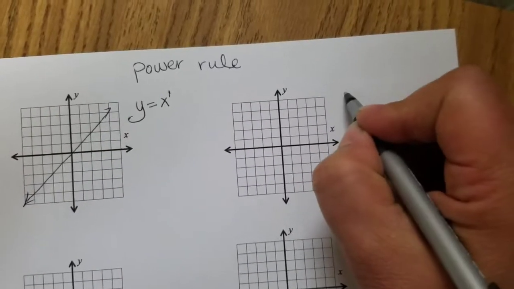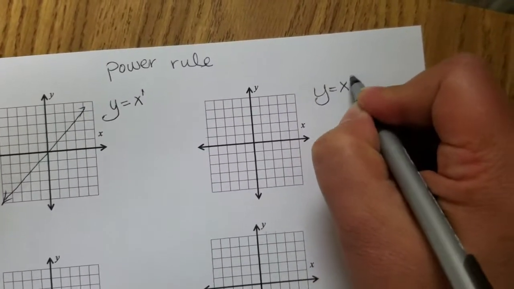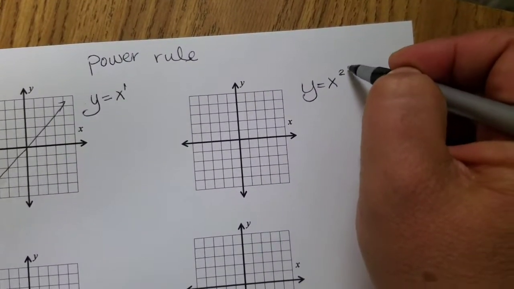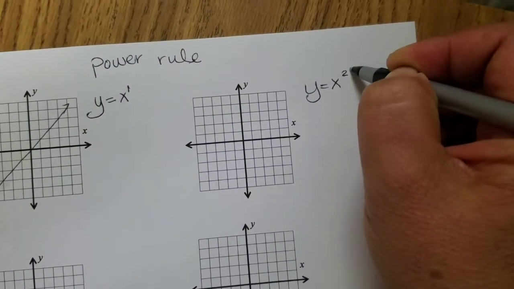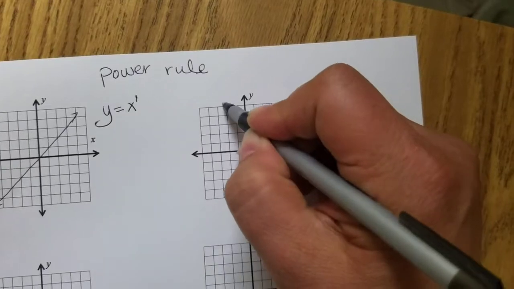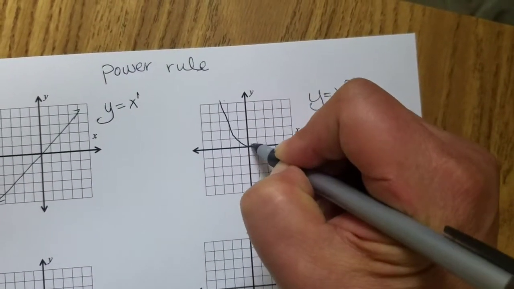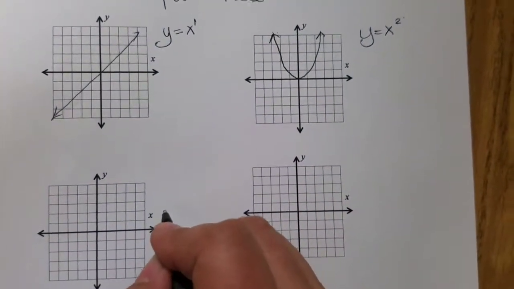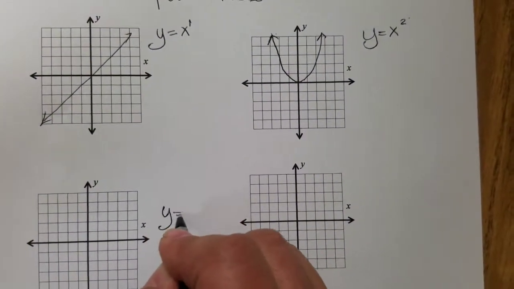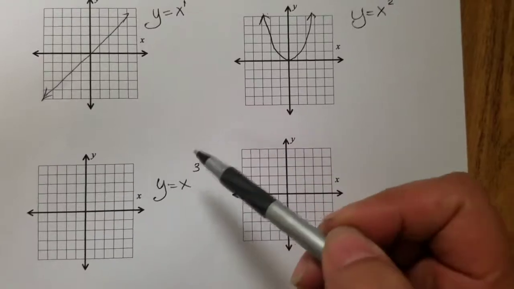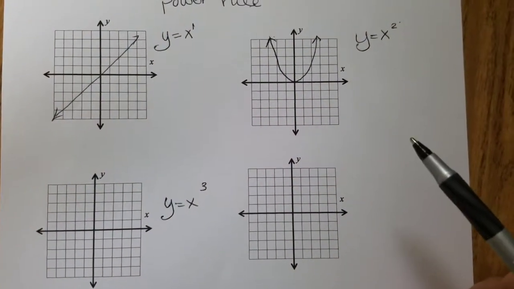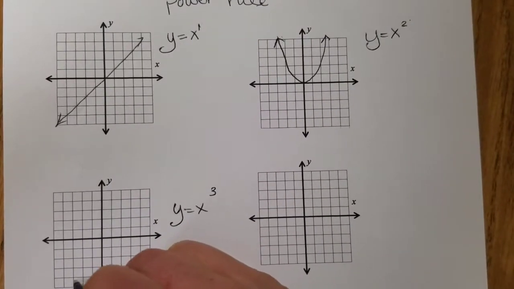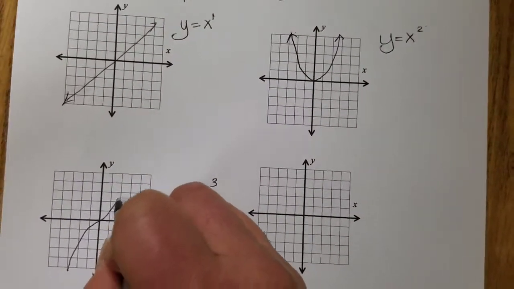So now let's look at something like this with a power of 2. So you notice the reason why it's power of 2 is because the exponent is 2. And you'll have a function that looks something like this. And then when you have the equation y is equal to x cubed, you see that the power would be 3. And so the cubic function looks something like this.